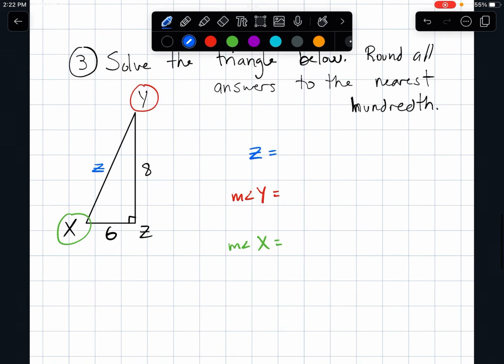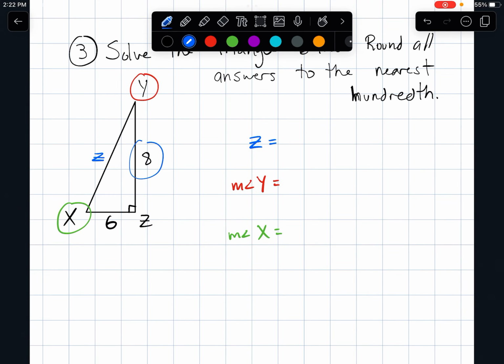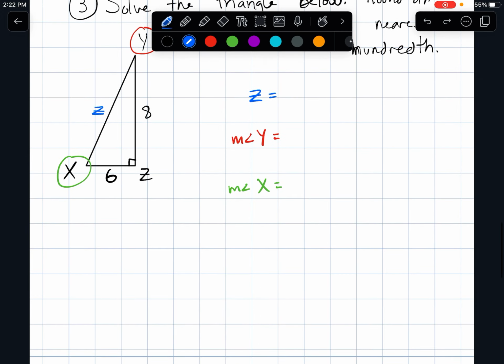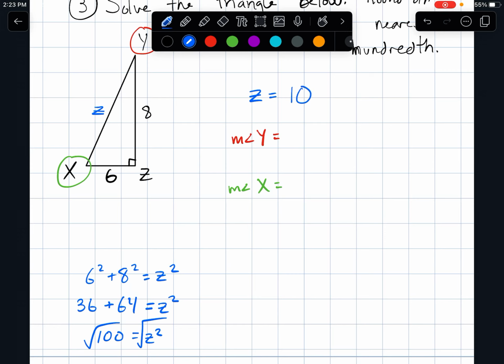If I'm looking for side z, I know that I already have two sides. And so if I have two sides, I can find the third side by using the Pythagorean theorem. All right, so I'm going to take 6 squared plus 8 squared equals z squared. This is 36 plus 64, and then we get 100 equals z squared. Well, to undo z squared, I have to take the square root. And we know the square root of 100 is just 10.